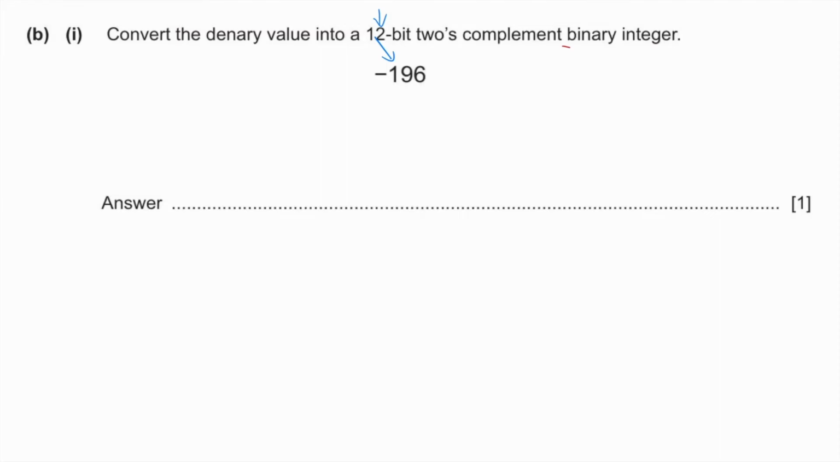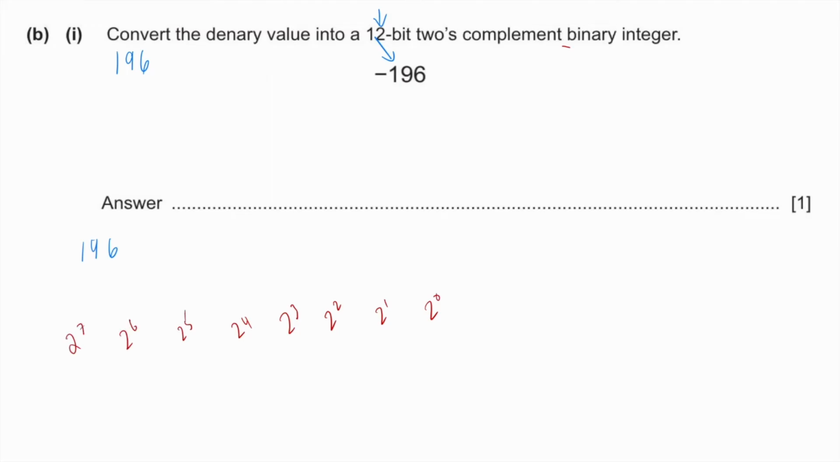If we want to find what a negative integer is in 2's complement binary, the first step is always to convert the positive equivalent, 196. So I want to convert 196 to a binary integer, which is just the standard binary form. I'm going to write out my different powers: 2 to the power of 0, 1, 2, 3, 4, 5, 6, and 2 to the power of 7.